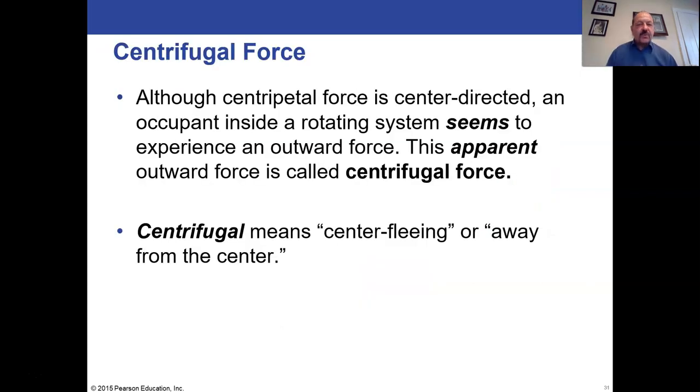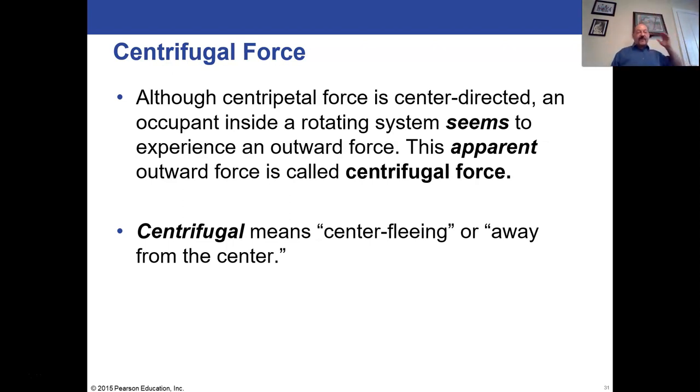Centrifugal force. Now, this is the one you've heard of, but it's not actually a real force. This is an apparent force, an apparent outward force. So if you're inside the rotating object, you feel like you're being thrown away from the center, not pulled toward the center. And that's because the object that you're in is being pulled towards the center.